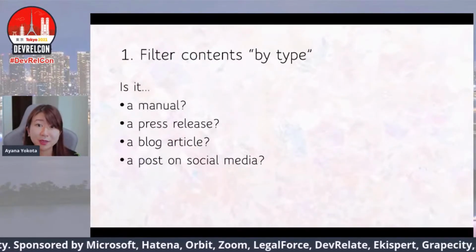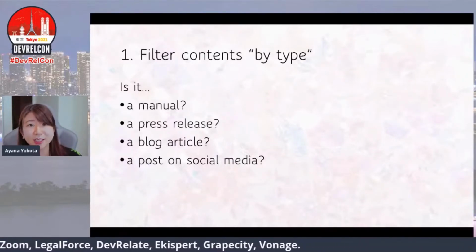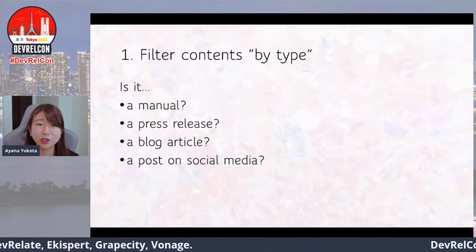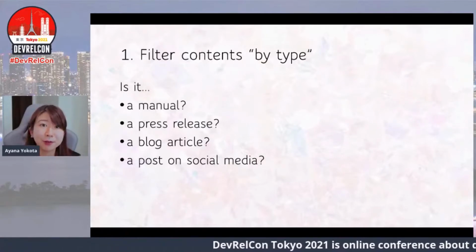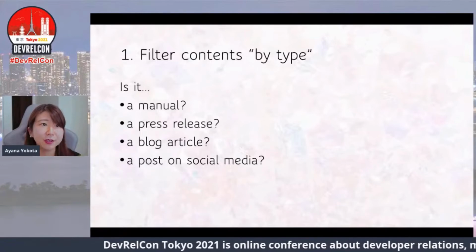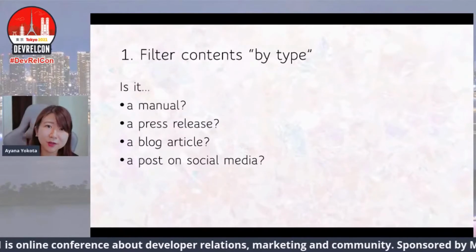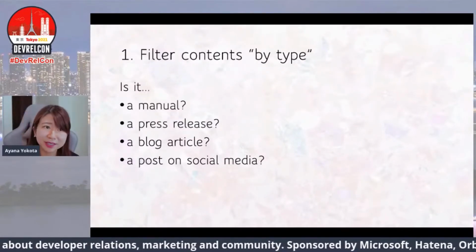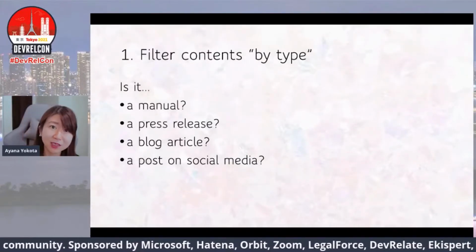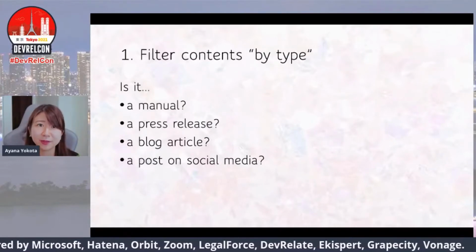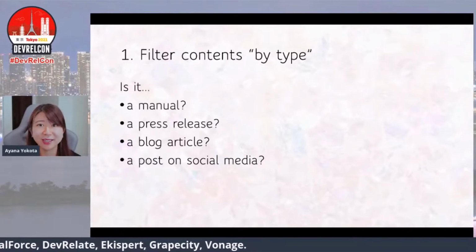To avoid these practices, what can you do better? Actually, the answer is quite simple. Choose your contents. The first approach is to filter your contents by type. Is it a manual, user guide, press release, blog article, or post on social media? There are a lot of types of materials you usually publish, right?